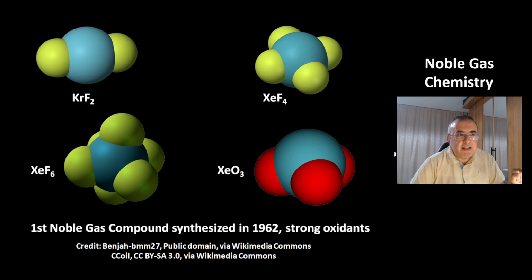At the bottom right, that's xenon trioxide. It has a tetrahedron structure. The xenon sits in the center, and 1 free electron pair points to one of the corners, and the other 3 corners are occupied by the oxygen atoms. The first noble gas compound was synthesized in 1962, and all these compounds are strong oxidants.